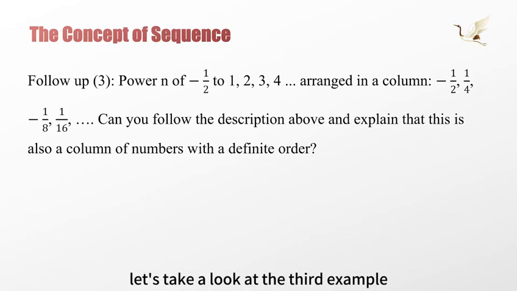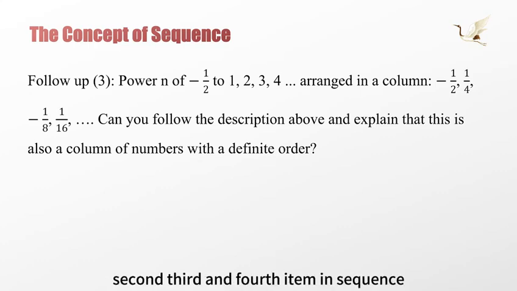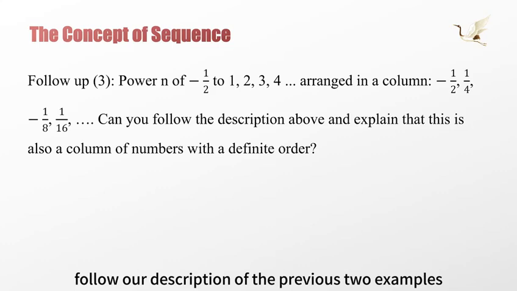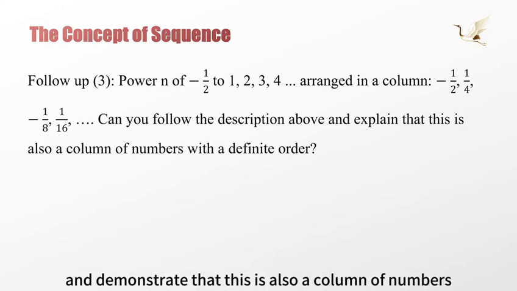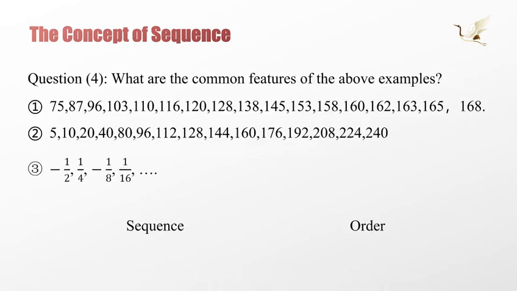Let's take a look at the third example, n to the negative 1/2 power. We arrange the negative 1/2 powers of the first, second, third, and fourth positive integers in sequence. Okay, the next task is up to you. Can you follow our description of the previous two examples and demonstrate that this is also a column of numbers with a definite order? This shouldn't be difficult.